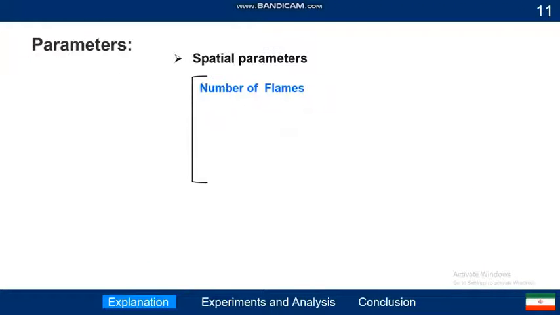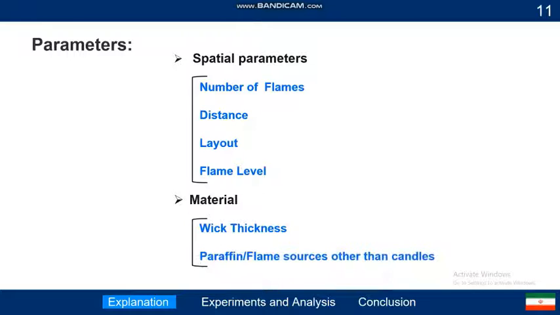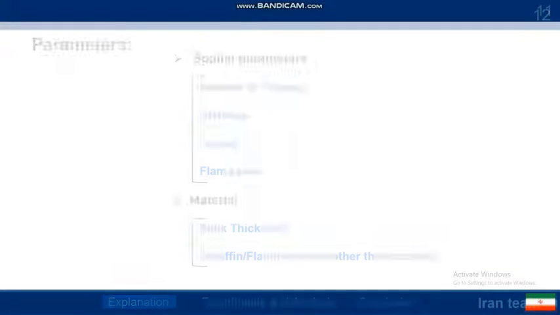Okay, here are the relevant parameters. As you can see, the number of the flames, distance, layout, and the flame are very important in these experiments. And the next ones are the material parameters, where we can see the wick thickness and the paraffin and other sources can cause some differences in this phenomenon.